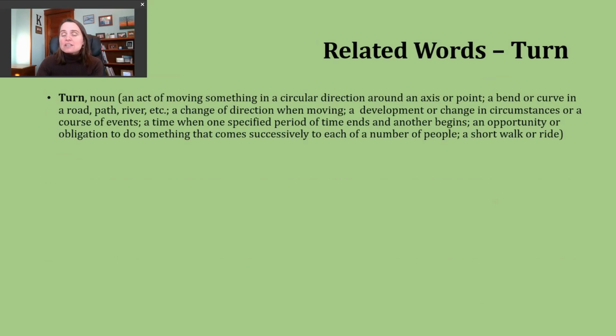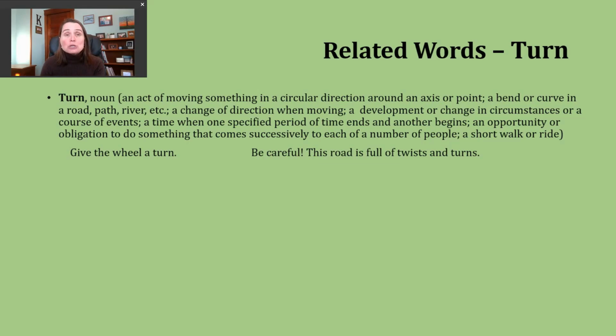Okay. Now, let's spend a moment looking at some words that are related to our verb turn. The first word we're going to start with is our noun form. And this noun turn can have so many different meanings. We're just going to discuss a few of them today. The first way to use the noun turn is to refer to an act of moving something in a circular direction around an axis or a point. An example of this would be, give the wheel a turn, right? So that idea of moving it around its axis.